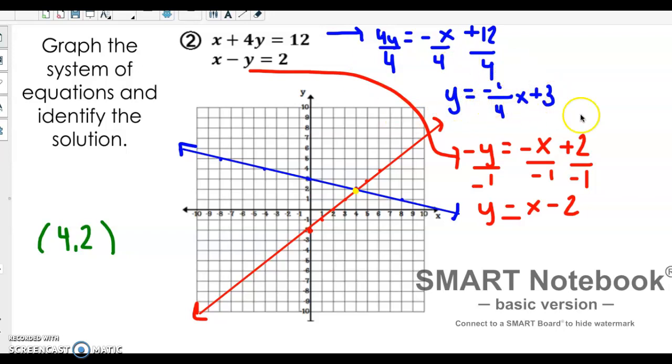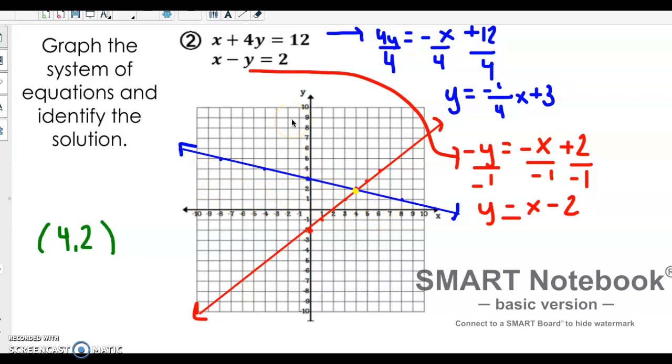Now your equation is in slope-intercept form and you can graph it. Remember, this plus 3, that's the y-intercept, so you're going to plot that point on the y-axis, and then use the slope to figure out where to put your next point. So from there, you're going to go down 1 over 4. It's a negative slope, so this blue line goes downhill from left to right.